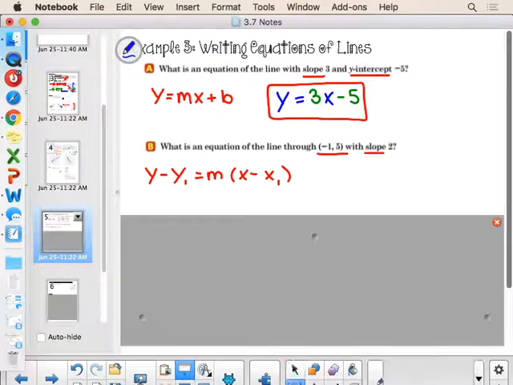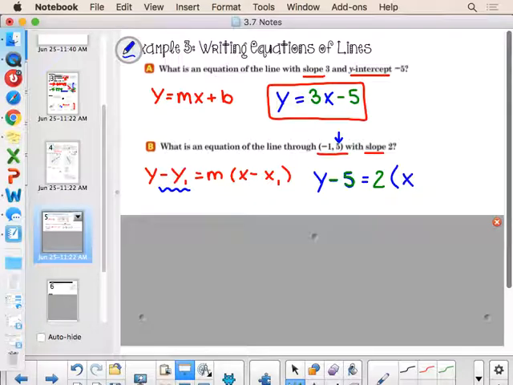We know we're going to have y, and then I need to figure out minus y1. Well, my y1 coordinate is 5, so I'm going to subtract 5. This is going to be equal to, well, my slope is 2. It's going to bother me if I don't fix that. That should be green as well because I'm trying to remain consistent here.